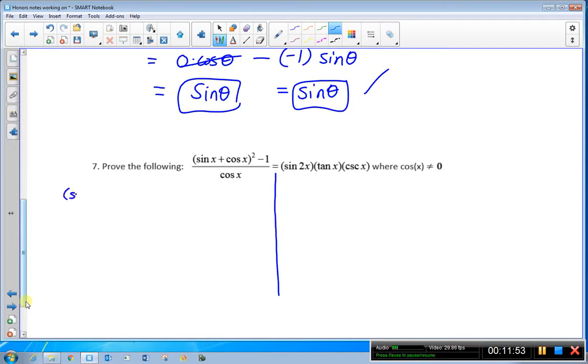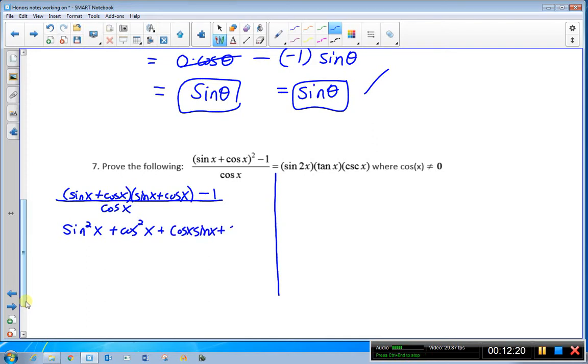So I'm going to do sine x plus cos x and sine x plus cos x, minus 1 over cos x. So that's going to be sine squared x. When I do those in the last terms, I'm going to get cos squared x. And the inners and outers, it's going to be plus cos x sine x plus cos x sine x. So that's 2 of them. So this first part is equal to 1.